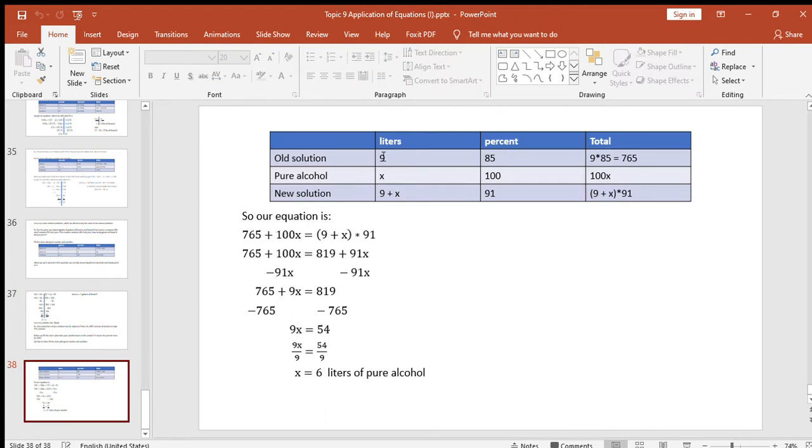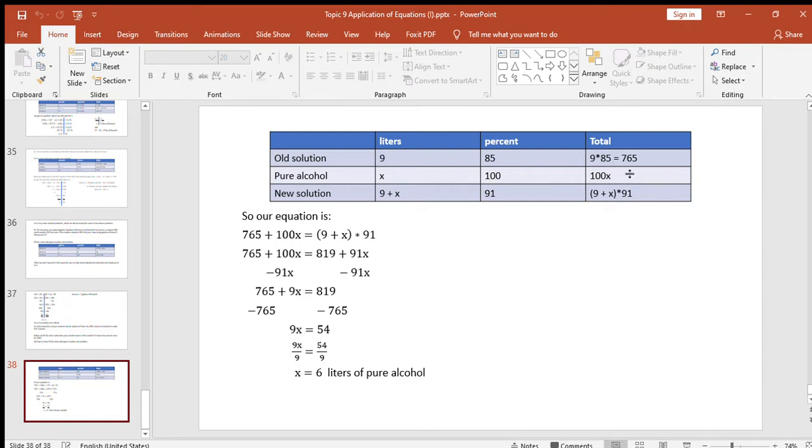So we have liters, percent, and total, and the rows old solution, pure alcohol, and new solution. We have 9 liters as shown in the word problem, and the given percent. Since the amount of pure alcohol is missing, we simply say it's x. Since the old solution and pure alcohol are combined to make the new solution, it's going to be 9 plus x. Now that we know liters and percent, we can find the total, which is shown in this column.